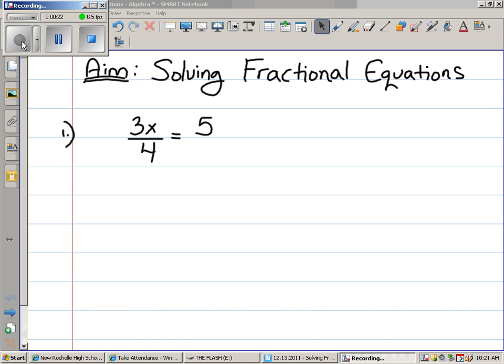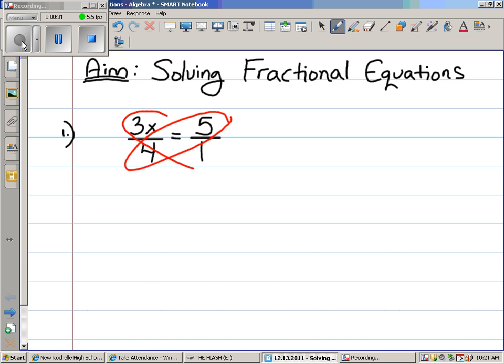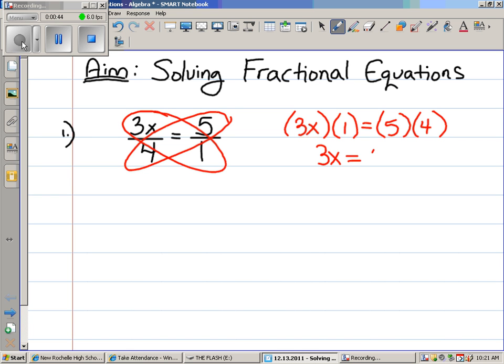Yeah, it is. It's definitely one of those problems that you're allowed to cross multiply because you can just put a 1 underneath the 5 and then you can circle it up, right? You get 3x times 1 equals 5 times 4. 3x equals 20. Now what do we do from here? Yeah, we're going to divide both sides by 3, and then you get x equals 20 divided by 3.